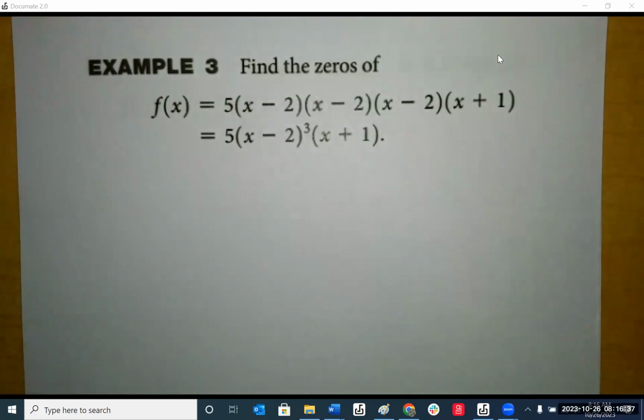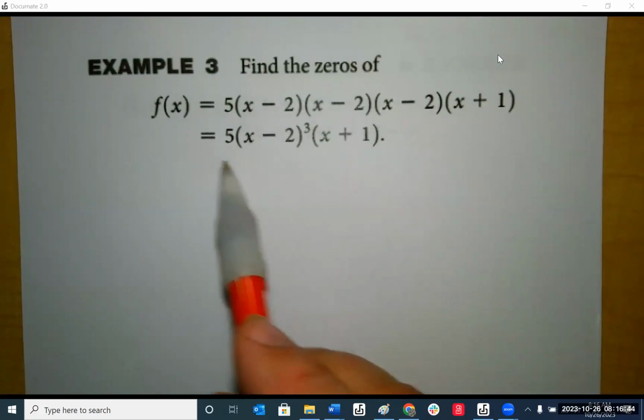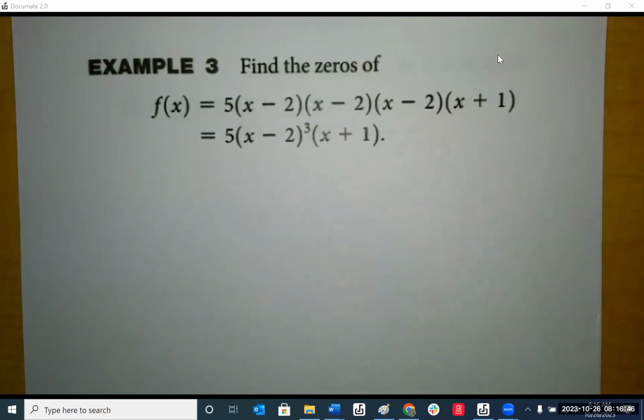All right, let's look at example 3. Find the zeros. In this case, we were lucky enough to have it factored out for us already. In this chapter, after the next section, we won't do that anymore. You'll have to find all those. That's what the whole purpose of this chapter is about.